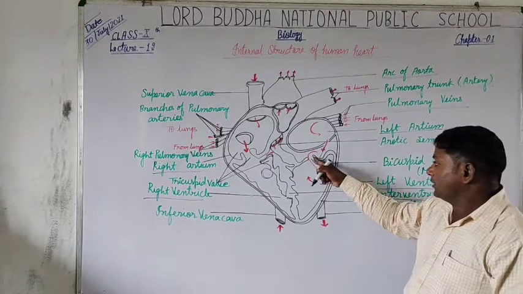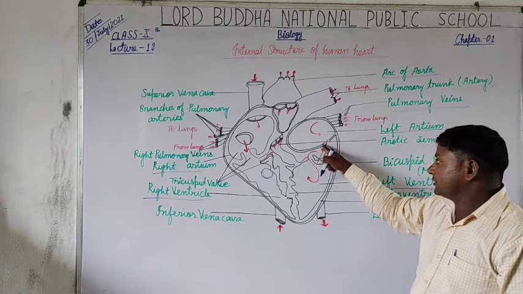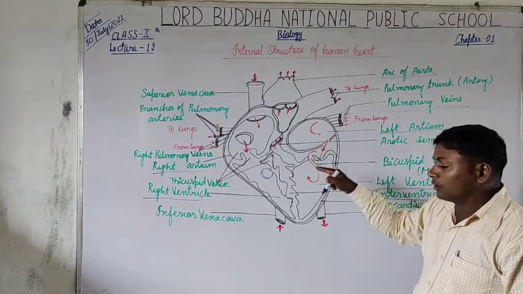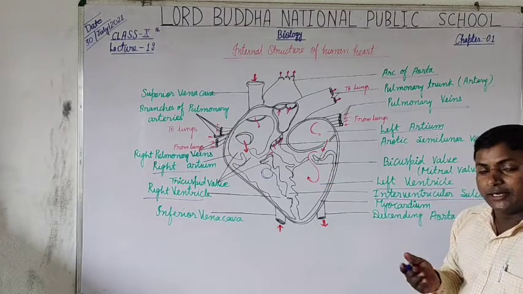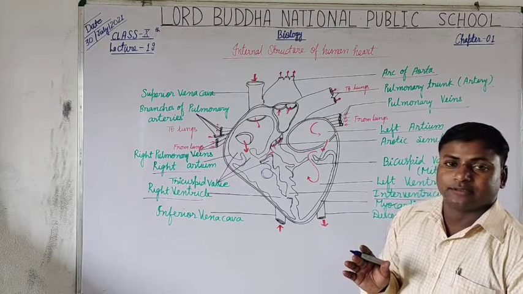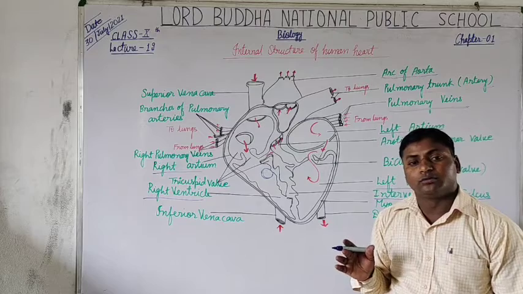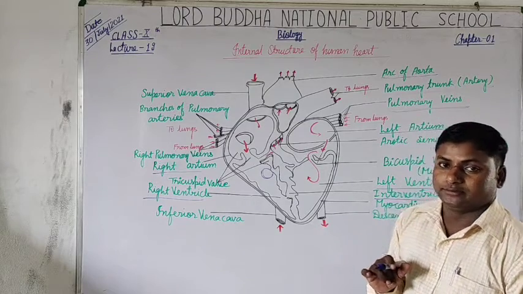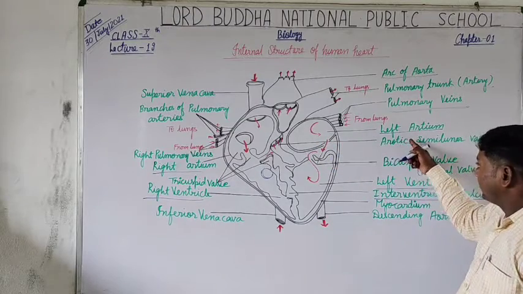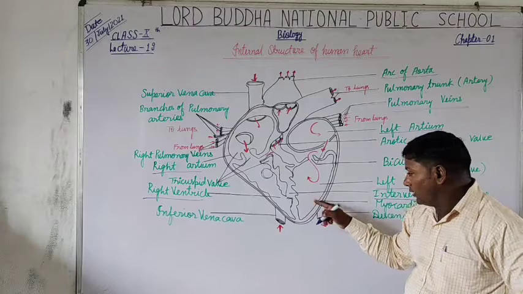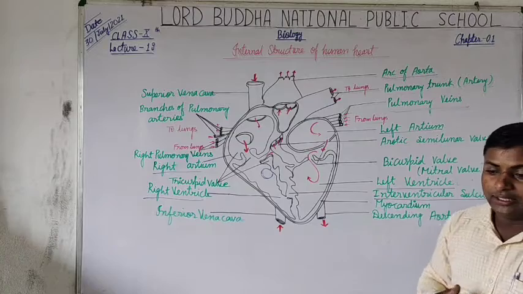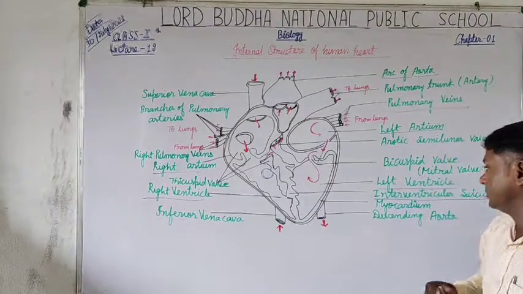From the left atrium there is a bicuspid valve. These are the valves, and these valves are also called the mitral valve. As I explained, the valves do not allow the backflow of the blood. So the blood from the left atrium goes to the left ventricle. Where? It goes to the left ventricle. Is that clear?